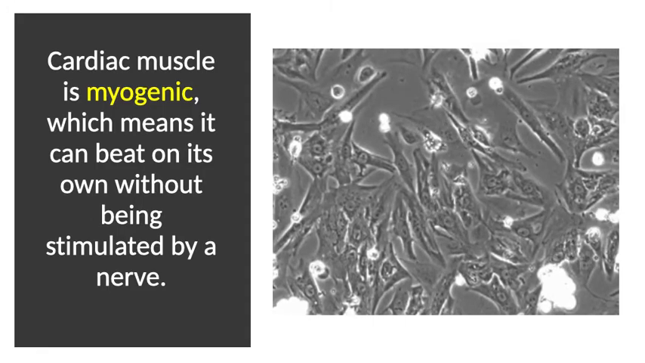The first uniqueness is called myogenic, which means that the cardiac muscle has an ability to beat on its own without being stimulated by a nerve. So on this slide, you can see that these are the collections of heart muscle cells that are being cultured in a petri dish or a media. You can see that without any nerve cells, by nature, the heart cells are beating on their own. So they're called myogenic.